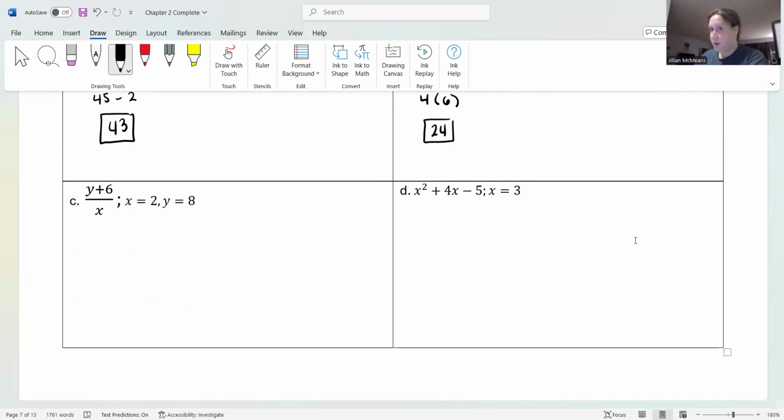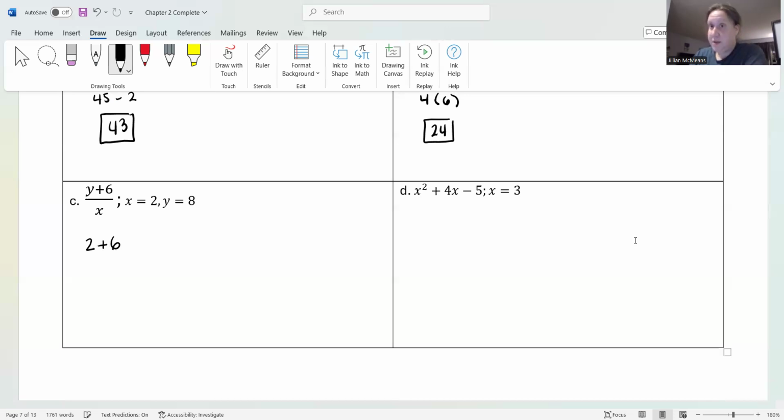So until we deal with fractions, if you see something that looks like a fraction, remember it just means division. So we have y plus 6 divided by x. We want to evaluate when x is 2 and y is 8. So I'm going to rewrite this exact expression, and anywhere I see an x, I'm going to put in a 2. Anywhere I see a y, I'm going to put in an 8.